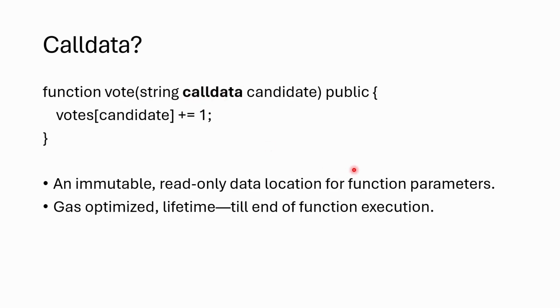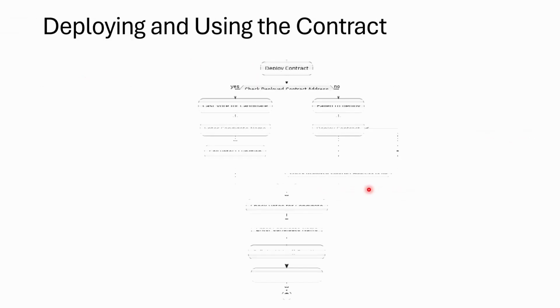When we invoke our smart contract, or when we deploy our smart contract, the gas cost for the deployer as well as the gas cost for the person using the vote function will be less when we use calldata, or when we specify the argument as calldata. So it is a gas optimized method to pass parameters to a function, and its lifetime is till the end of the function's execution. Now, how can we deploy and use our smart contract?